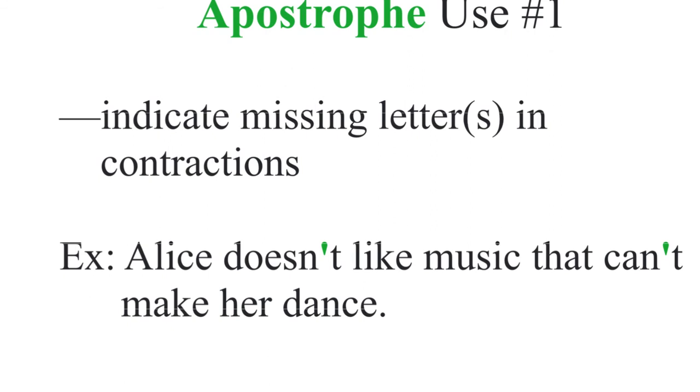Apostrophe use number 1. Indicate missing letters in contractions. So if we take a word like cannot, it's 2 syllables. Sometimes we like to be a little quicker with the way we say things. So we reduce it to a 1-syllable word, can't. But we got to take out some letters to do that, particularly an N and an O. The apostrophe indicates that we took some letters out from this spot right here.